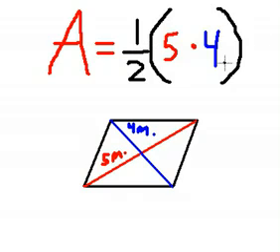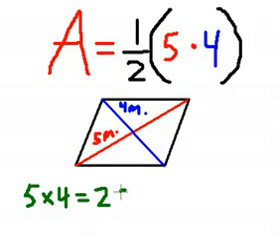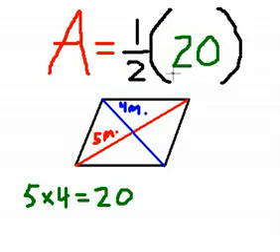Alright, let's run our formula. So the first step is 5 times 4. And 5 times 4 gives us 20. Alright, so now this part of our formula has become 20. Now, the next step that we need to take is multiplying the 20 times 1/2.